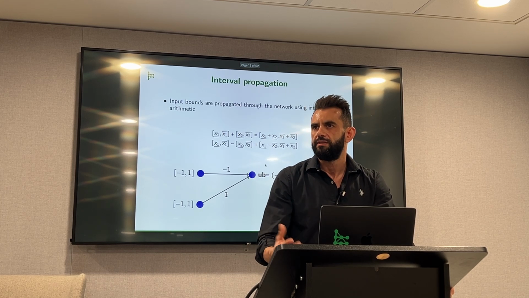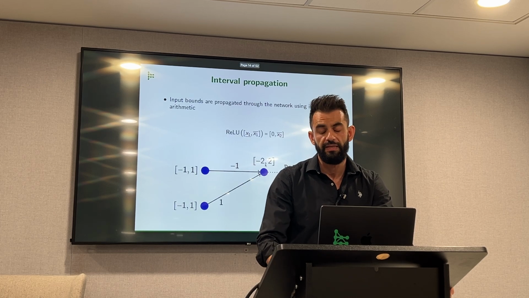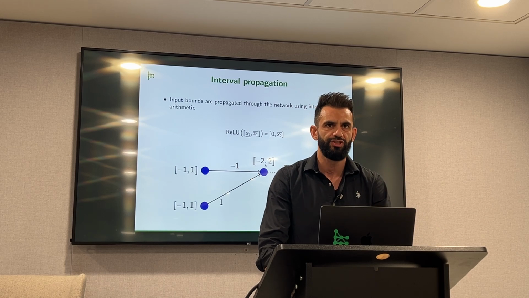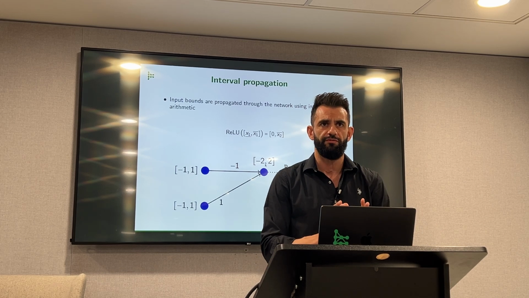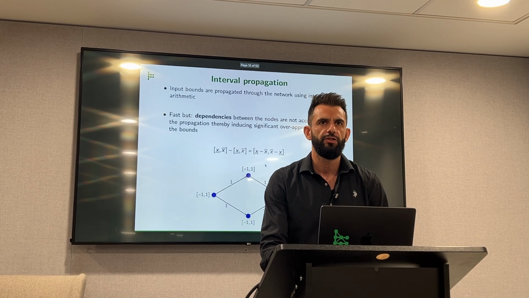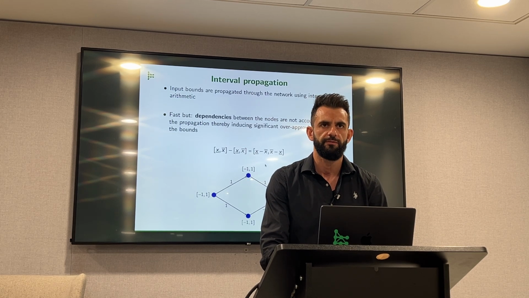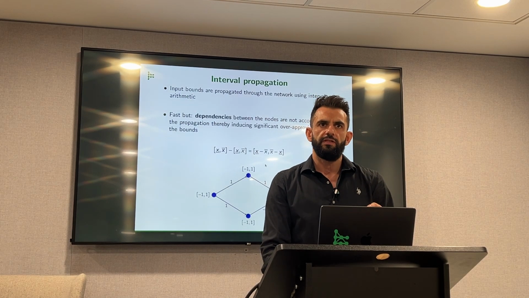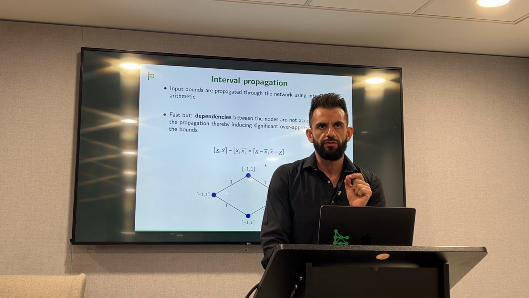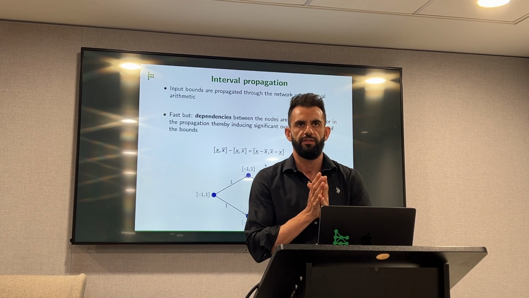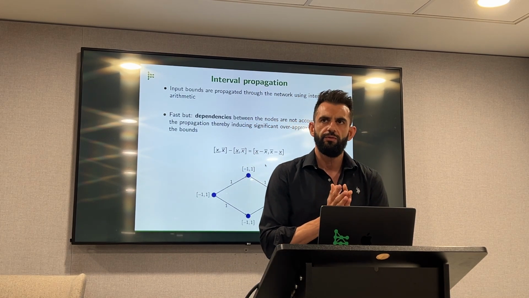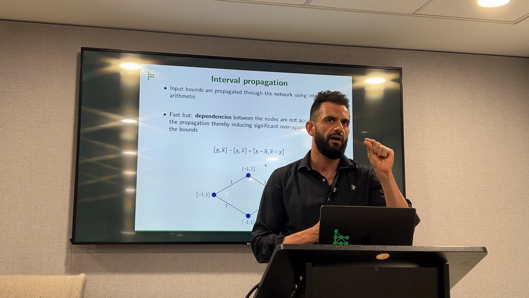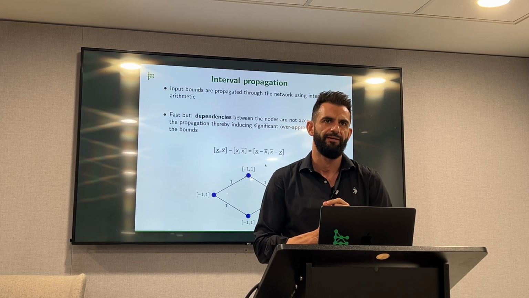In a similar manner, we can derive the upper bound, and whenever we encounter a ReLU function, we simply set the lower bound to 0. So this is super fast, but it uses significant over-approximations at the output layer. And the reason for this is that the method does not account for dependencies between the nodes in the network. In particular, what it often does is that it assumes that an input node can have its lower and upper bound at the same time.